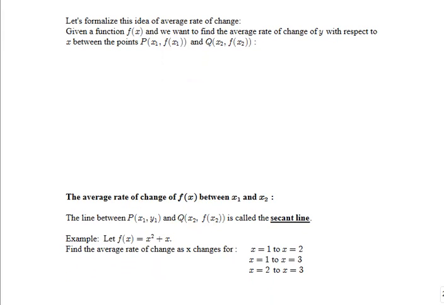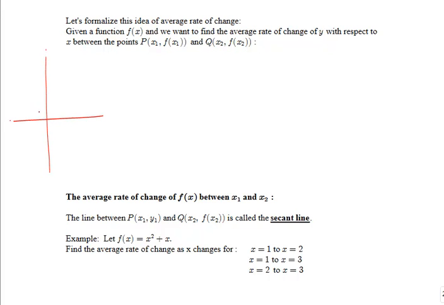Now what we're going to do next is we're going to try and formalize this idea of average rate of change. So suppose that you're given any function f of x, and we want to find the average rate of change of y with respect to x between the points P, (x sub 1, f of x sub 1), and Q, (x sub 2, f of x sub 2).